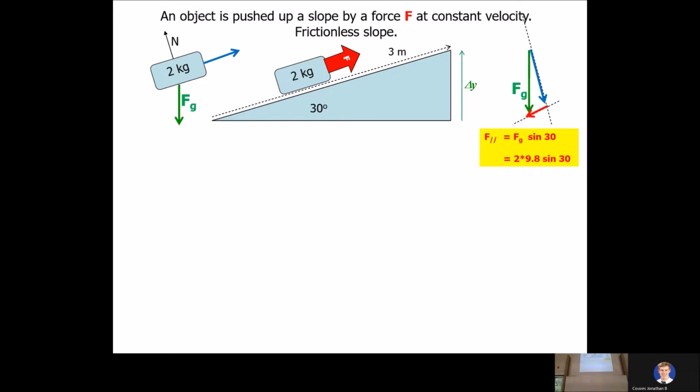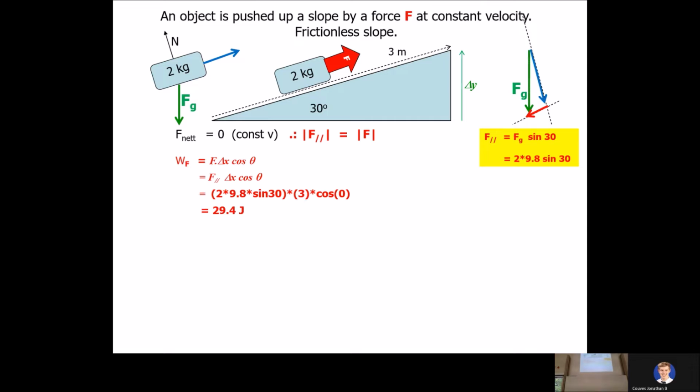So we know that. So let's now go and work out all the different works that are being done, right? We know that the net force is going to be 0 because it's moving at constant velocity. And therefore, as I said, these two things are equal. Do you know what these vertical bars represent? The absolute value, right? I could have written down that this is going to be equal to the negative of that. Instead I've written down that the absolute value of the parallel force is going to be equal to the absolute value of the force F.